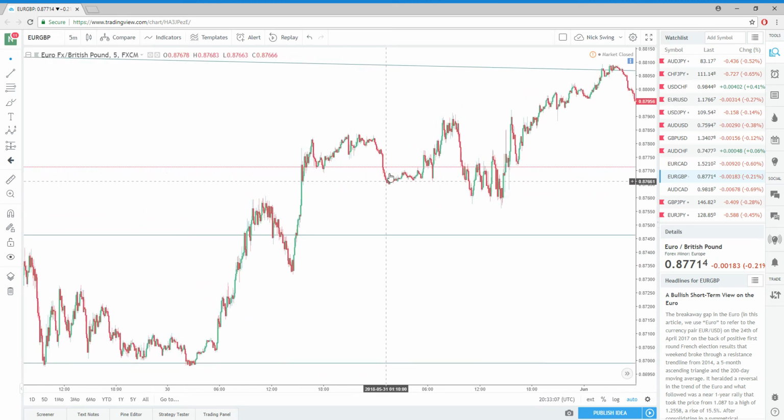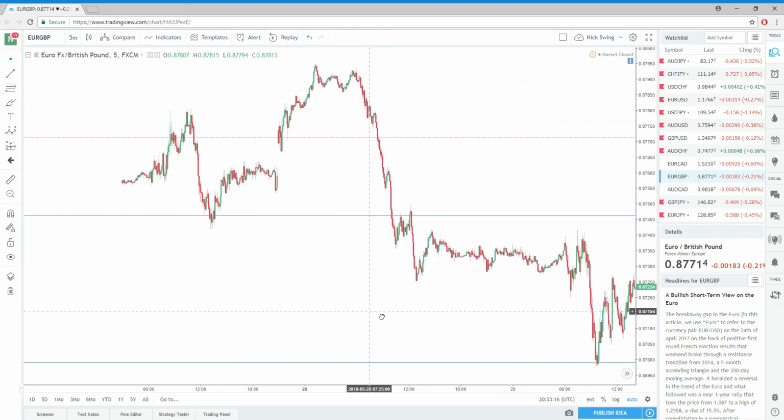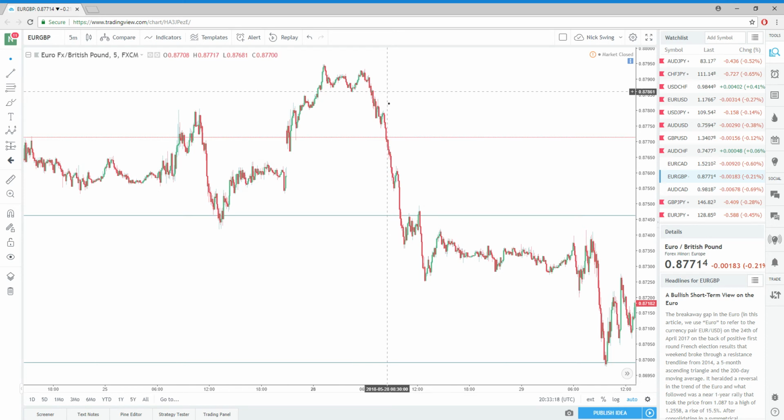This is a clearly defined break. This is sort of a retest, but this is not clear enough for me. I like to see it clearly come out of the range, come back and test before getting strong rejection and continuing up. This right here is not clear enough for me.